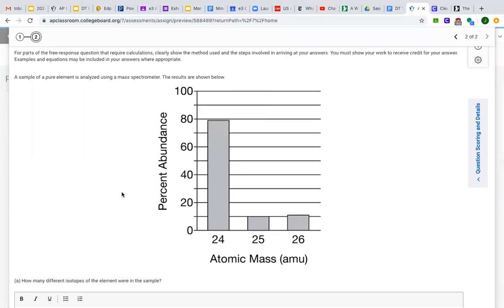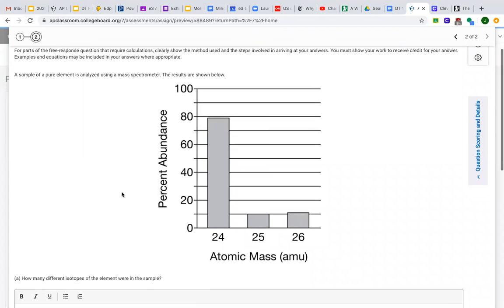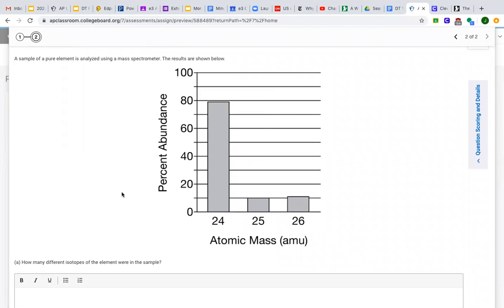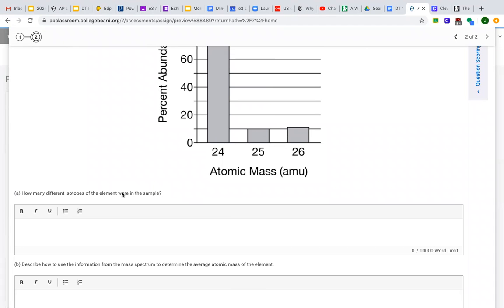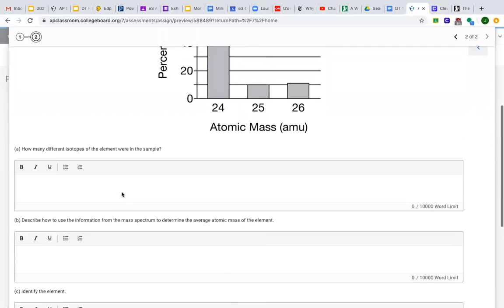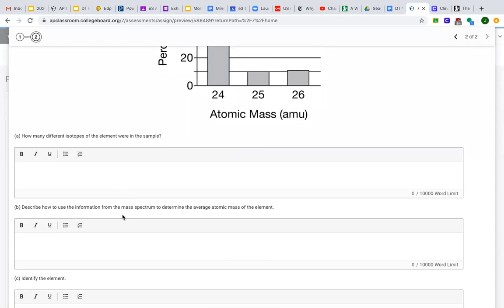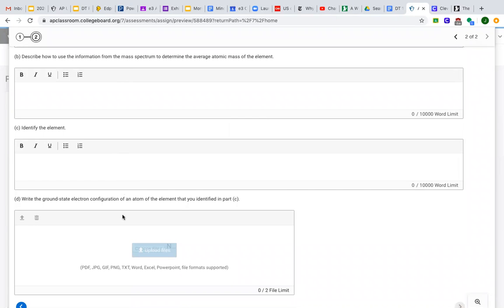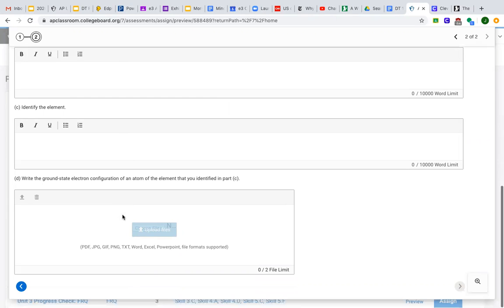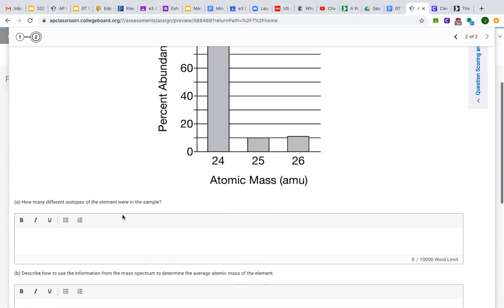All right, so for parts of the free response question, that's the rule. A sample of a pure element is analyzed using a mass spectrometer. The results are shown below. So you've got this percent abundance, and you've got this atomic mass. How many different isotopes of the element were in the sample? Then describe how to use this information from the mass spectrum to determine the average atomic mass. And then identify the element and write a ground state electron configuration of the atom of the element that you identified in part C.